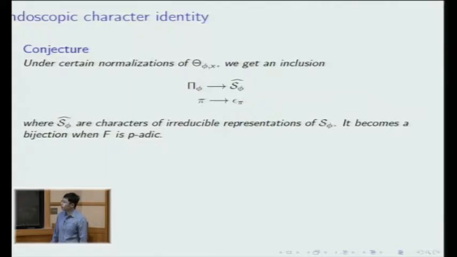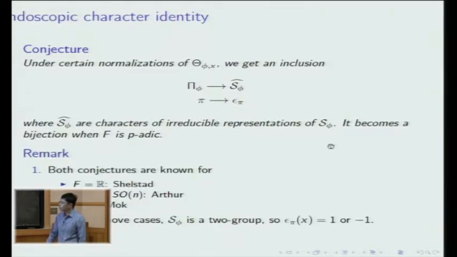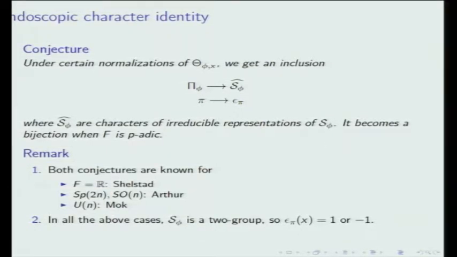And a lot of cases have been proved for both of these conjectures. In the real case, it's been proved by Shelstad, and also we know these character identities for symplectic groups and unitary groups. And for the proof of such an identity, suppose you have enough knowledge of the characters, then you can try to see whether you can match these characters. And I guess that's how people think of this problem when F is real, because in that case, you basically have a character parameter.